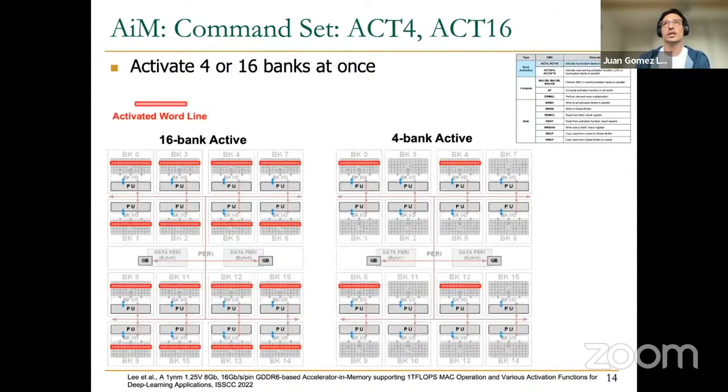The novelty here is that it's possible to activate either 4 banks or 16 banks at once with these two commands, ACT4 and ACT16, that have been added to the GDDR6 command set. On the left-hand side, we see an example of 16 banks being activated. You can see how the same row is activated in the different banks, while on the right-hand side, you see the example for a 4-bank activation. As you see, the banks that are activated in this case are bank 0, 4, 8, and 12.